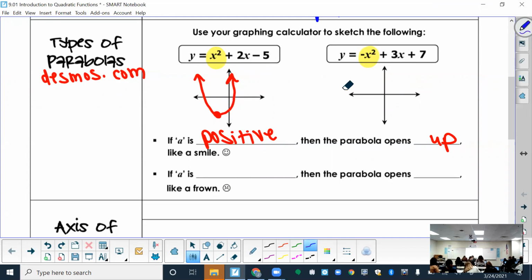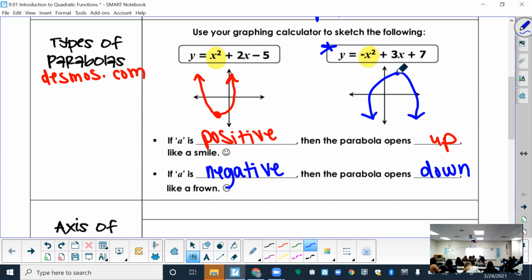What do you think this other graph will look like? Which way will it open? Down, good. You can even try that out. I'll show you on Desmos. You can enter this exactly how it looks into the calculator, and you'll see that it looks something like this. So when it's negative, the parabola opens down like a frown. That one rhymes, so that's why you remember that.